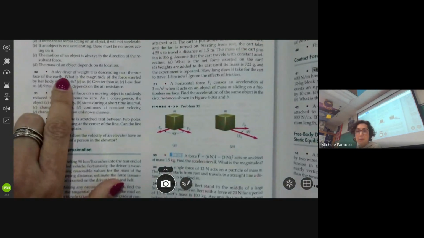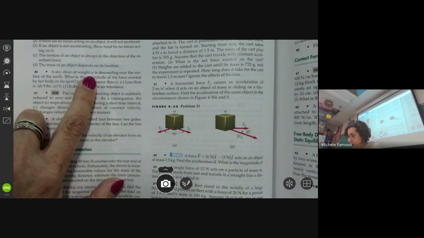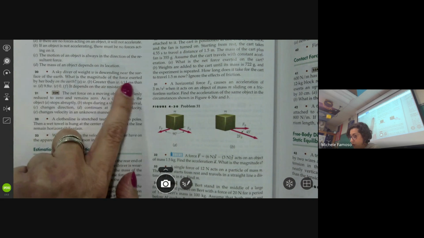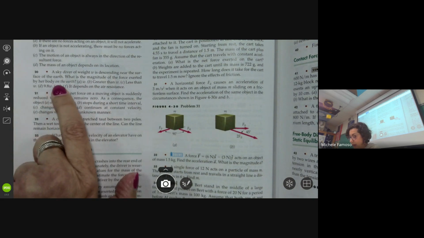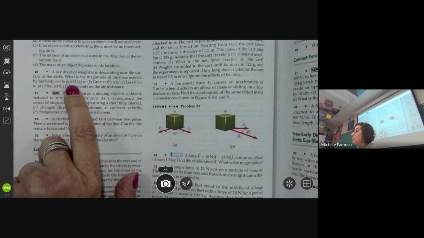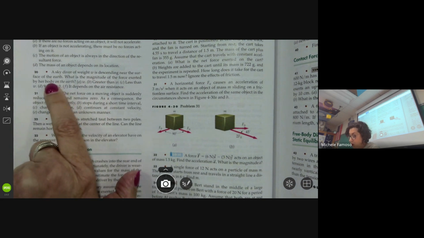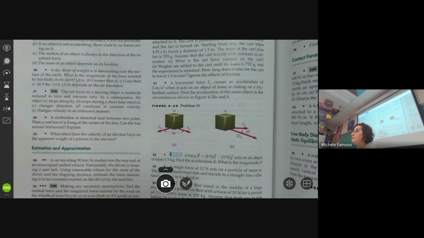Number 20 says that we have a skydiver with a weight of W descending near the surface of Earth. What is the magnitude of the force exerted by her body on the Earth? It's the reaction to that, right? The weight that she experiences is from the Earth pulling on her. So I'm asking you, what is the force of her pulling on the Earth? Same two objects, action, reaction, so it's got to be the same amount, A, W.